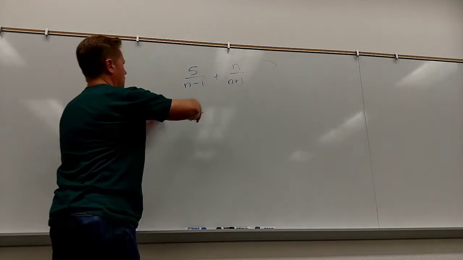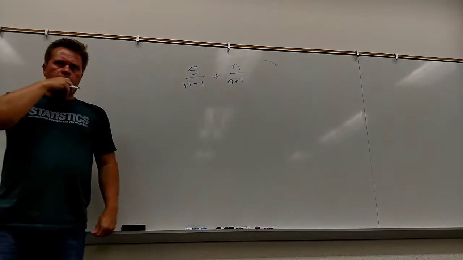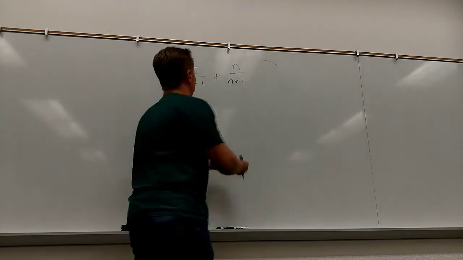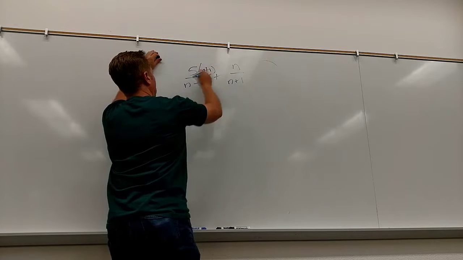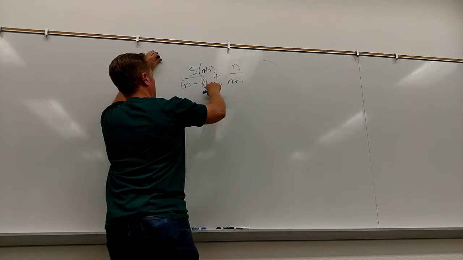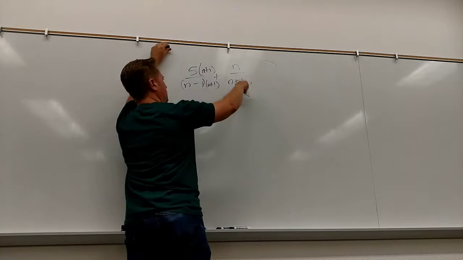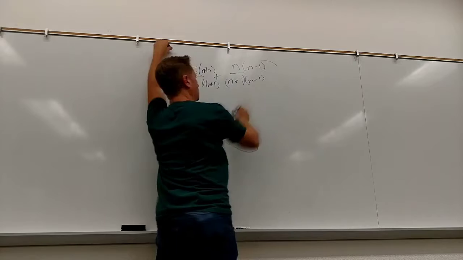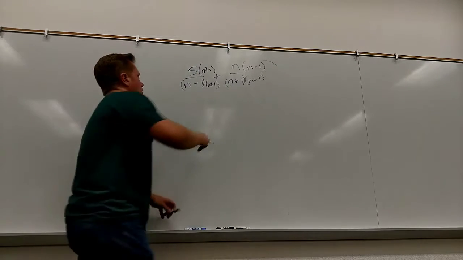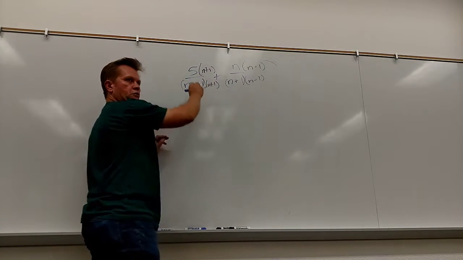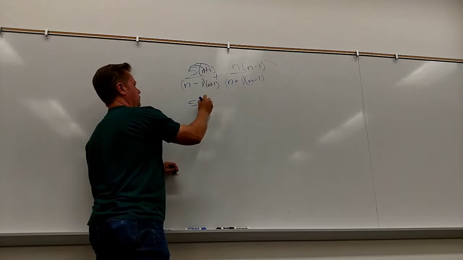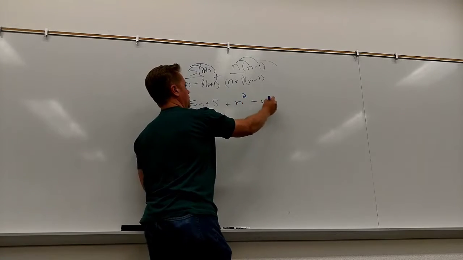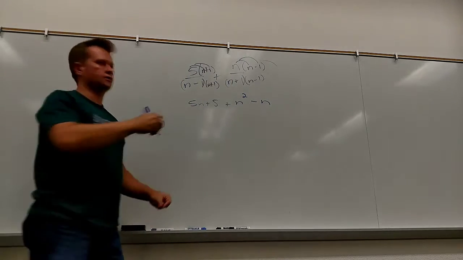By multiplying each side by the n plus 1 and n minus 1. So what does he need? An n plus 1. So you give him an n plus 1. What does he need? An n minus 1. Cool, I like it. Then you multiply through, is that cool? 5n plus 5 plus n squared minus n. There's no minus that messes up in the middle, that's nice. All over.